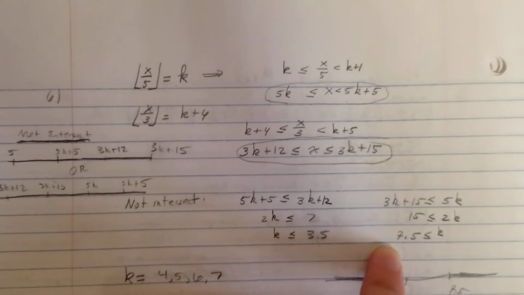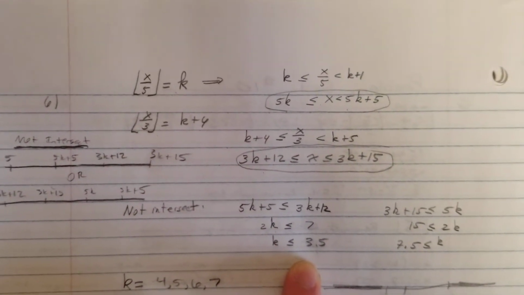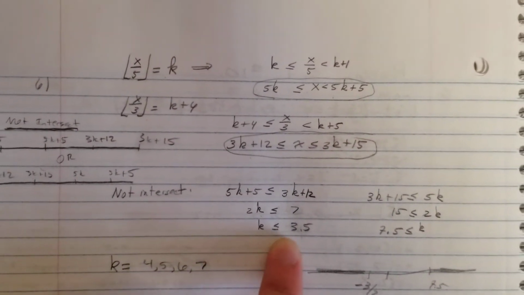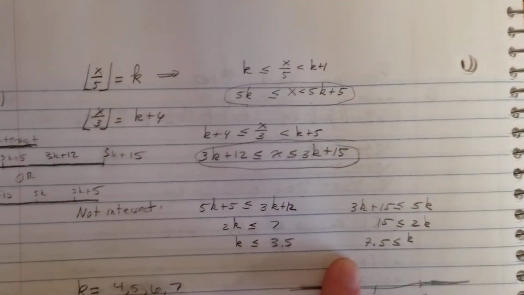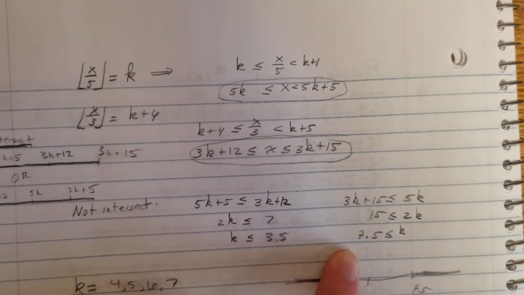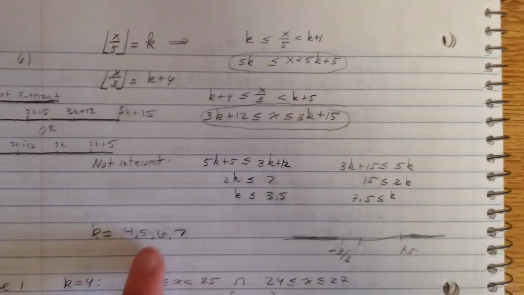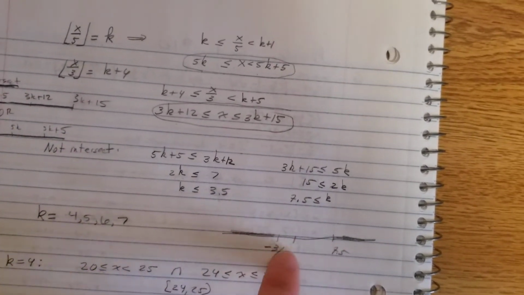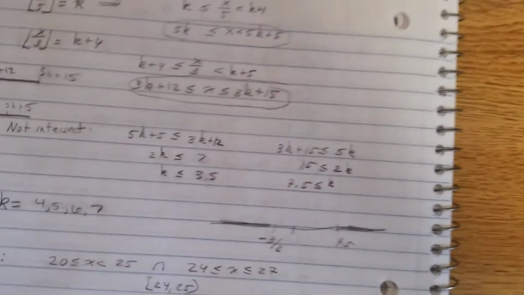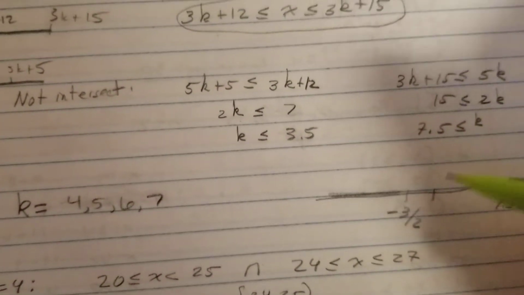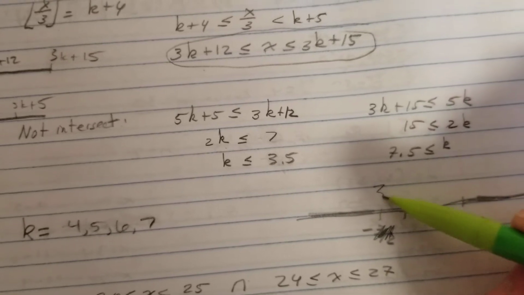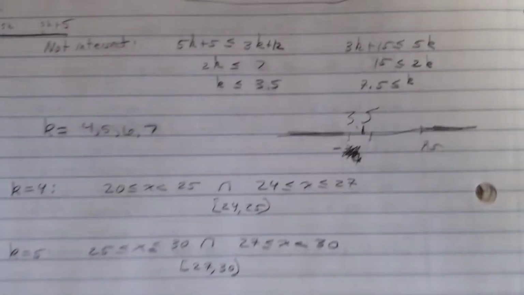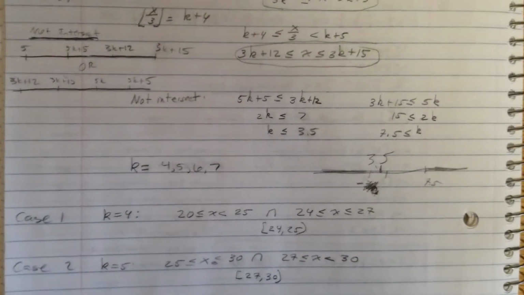So it does not intersect when k is in those ranges, but you want to find when it does intersect. So when it does intersect, it would be the opposite: k is greater than 3.5 and k is less than 7.5. So that's when k is 4, 5, 6, or 7, because k is an integer. Sorry, that should be 7.5. Anyway, so k can be 4, 5, 6, or 7.